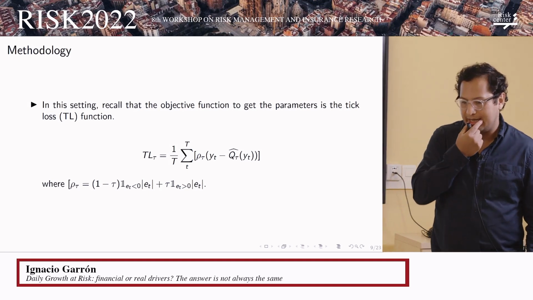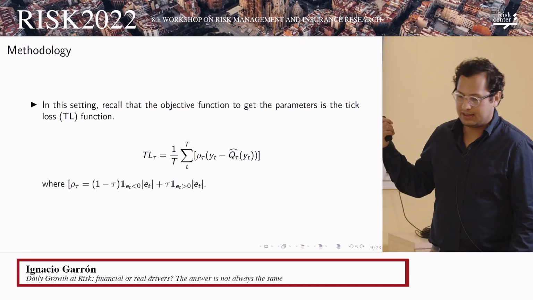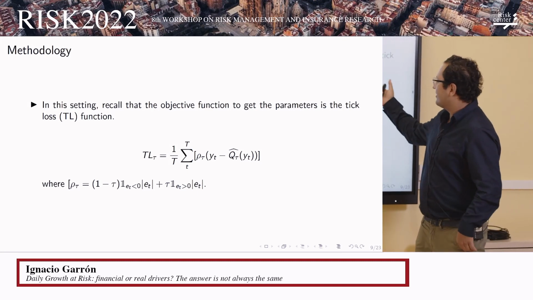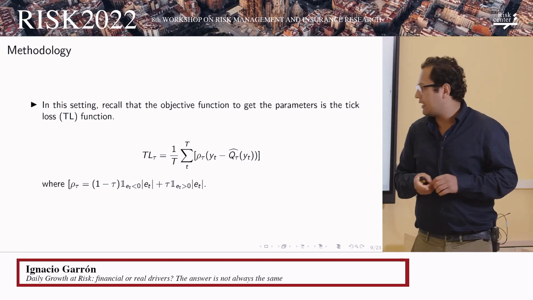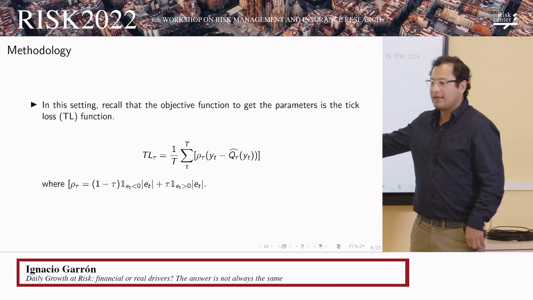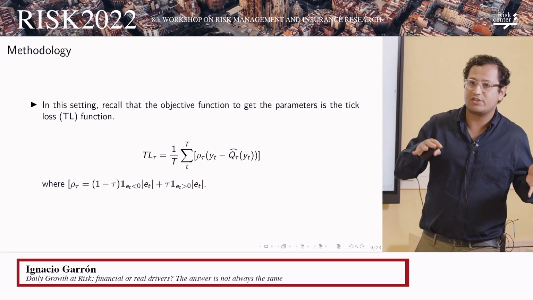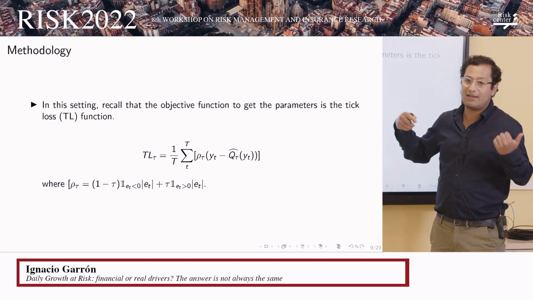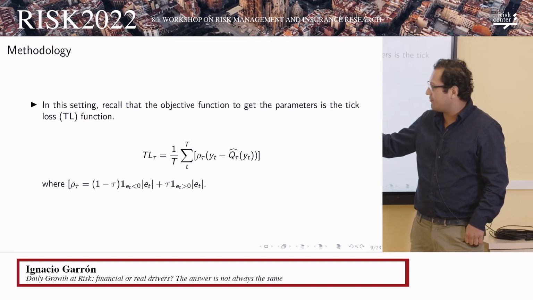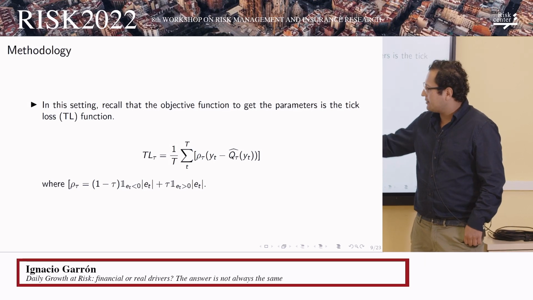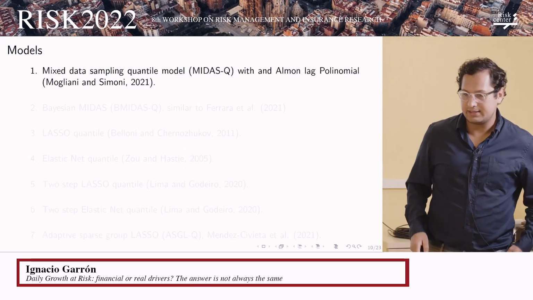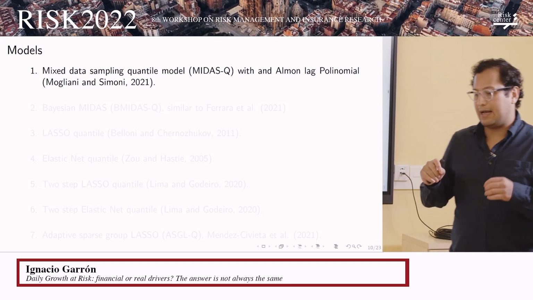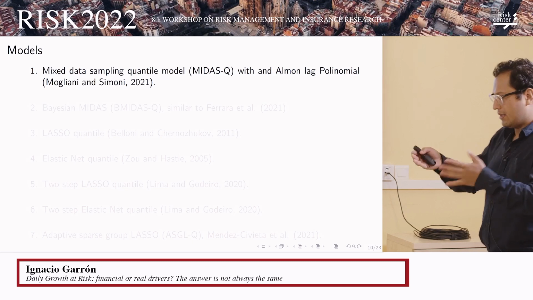Okay, so as I will recall what Lorenzo said before, we will use the quantile function or the Tick loss function, that is mainly the mean square error version applied to the quantile framework. Okay, so we want to minimize this objective function that is in terms of the 10% quantile. I will not explain this in detail, but I will give you a hint of every model, and I will show you only the best models that we get from our forecast.